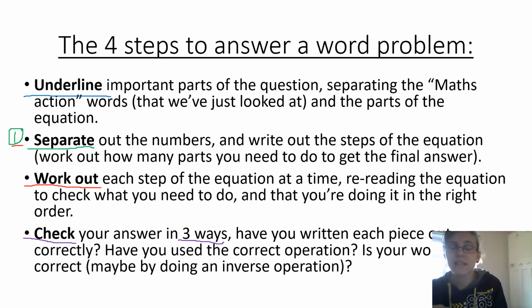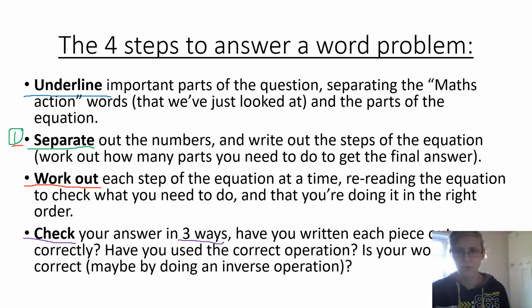Then you can check it to make sure that you haven't made mistakes doing your working out. And then you can check again, maybe doing an inverse operation or using a different way of working out the question, a different method, to see that you've got it correct, basically. So those are 3 ways you can check. You don't always have to do all of them if you're pretty certain of your first one, but it's a really good idea to check at least in one different way as you go.